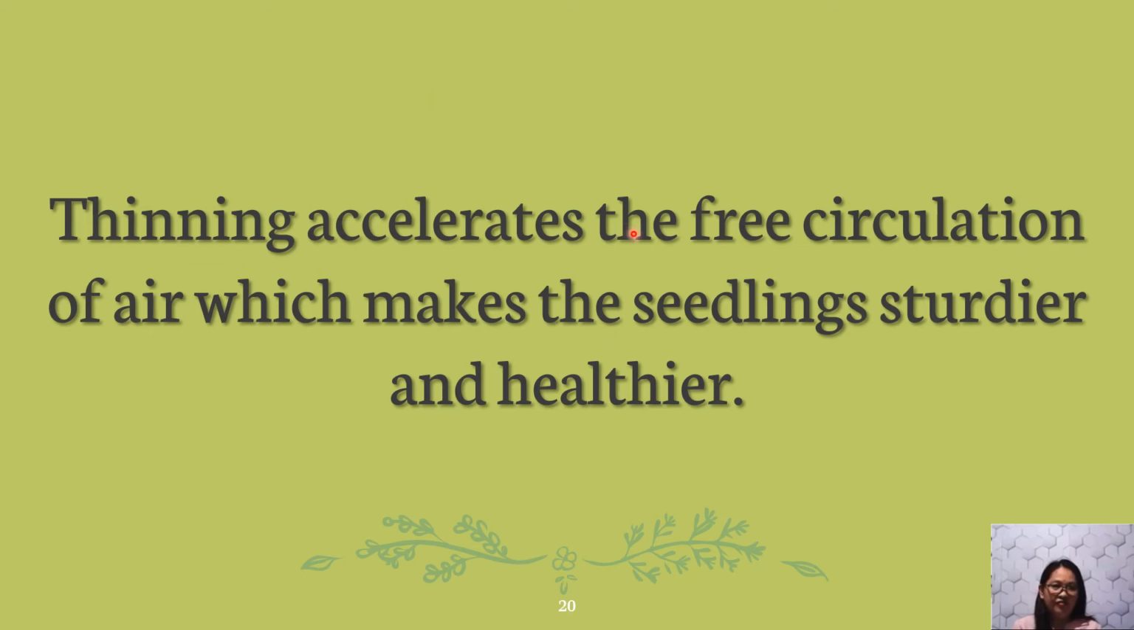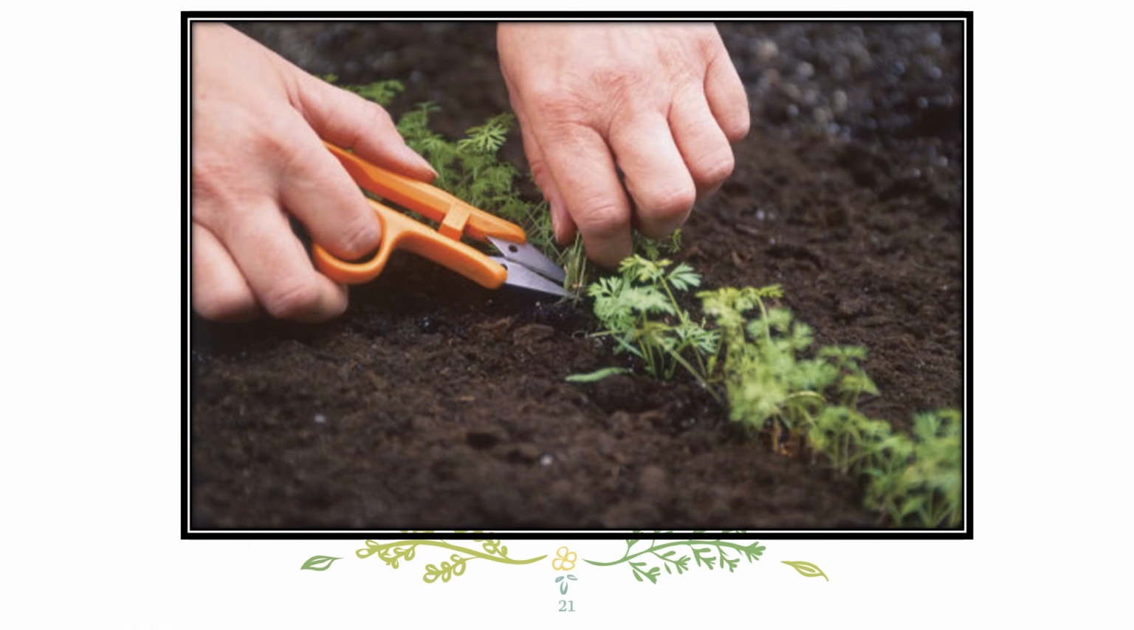Thinning accelerates the free circulation of air, which makes the seedlings sturdier and healthier. If the right amount or quality of seeds is sown evenly, there is no need for thinning. Okay, so this picture illustrates the process of thinning and rogueing. It is the removal of some plants to make room for growth.